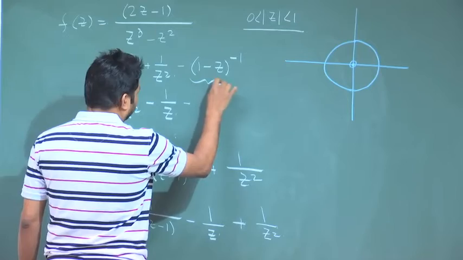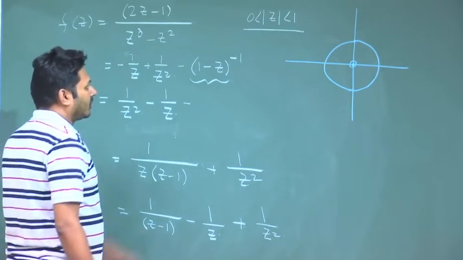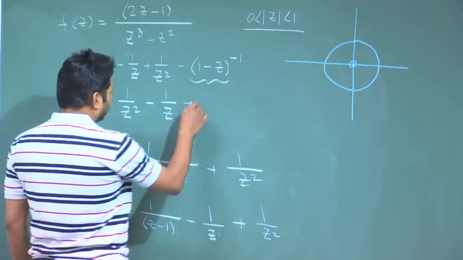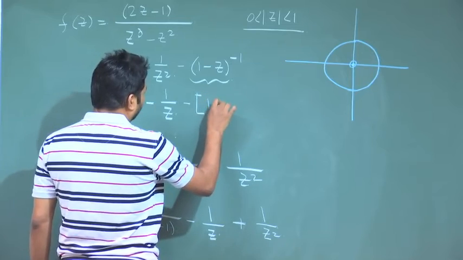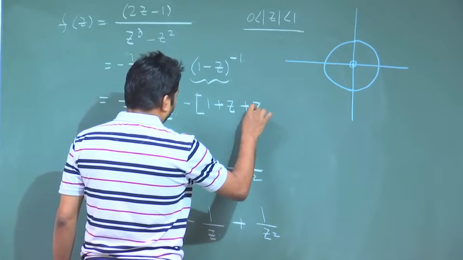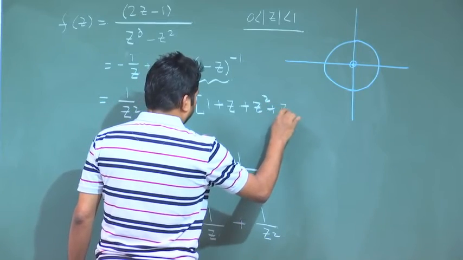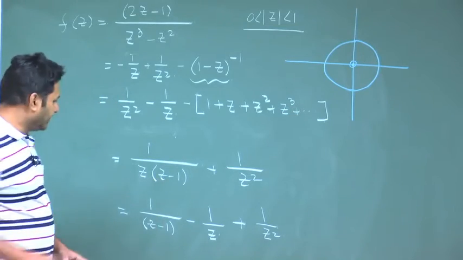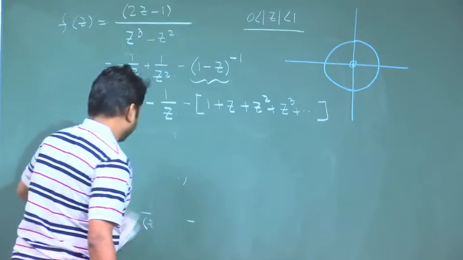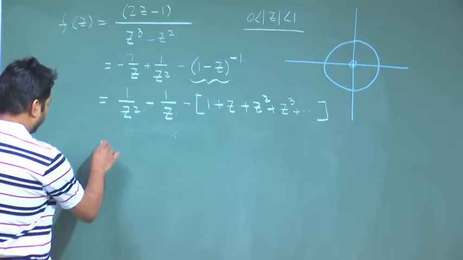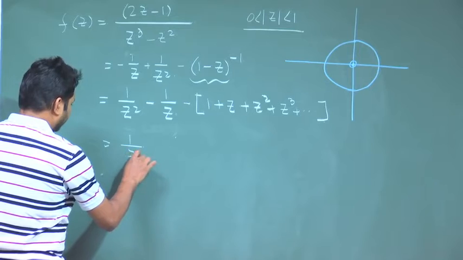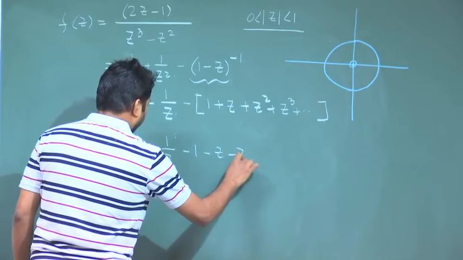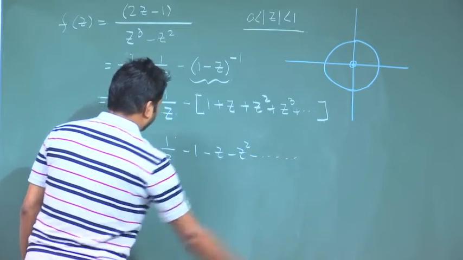minus this series. This series I know is true for mod of z less than 1. So, the restriction is already given to me, so I am allowed to expand this series. If I do, then it will be something like 1 by z square, minus 1 by z, minus (1 plus z plus z square plus z cube and so on). Now, the total series is something like this: 1 divided by z square, minus 1 by z, minus 1, minus z, minus z square and so on.